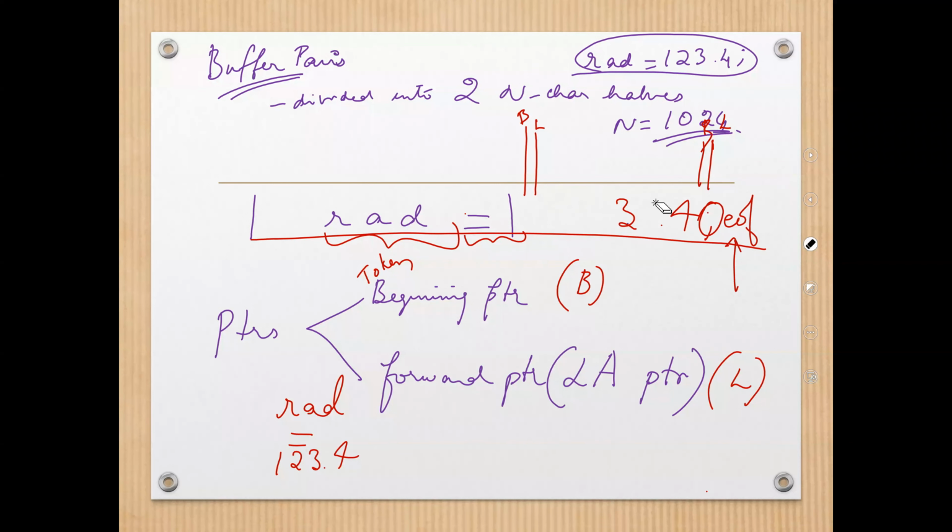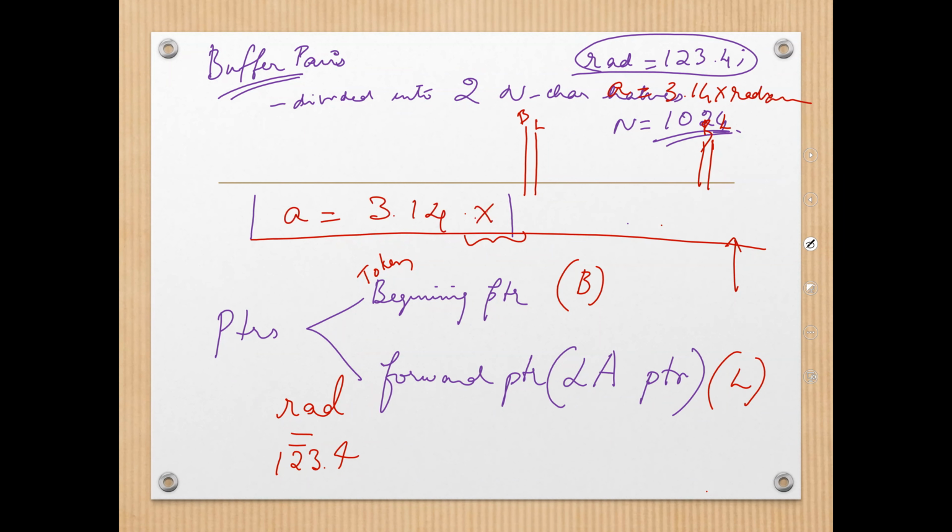Now I've reached the end of this, and this is also gone away. Imagine I have my next line of code, let's say A is equal to 3.14 into radius. The first half is now preloaded. I write my next code, A is equal to 3.14 into, and so on. So this is how buffer pair works.